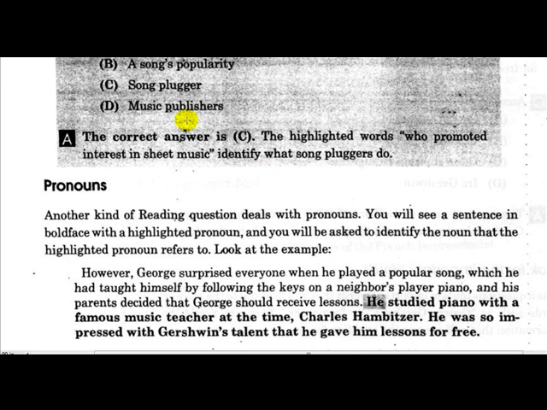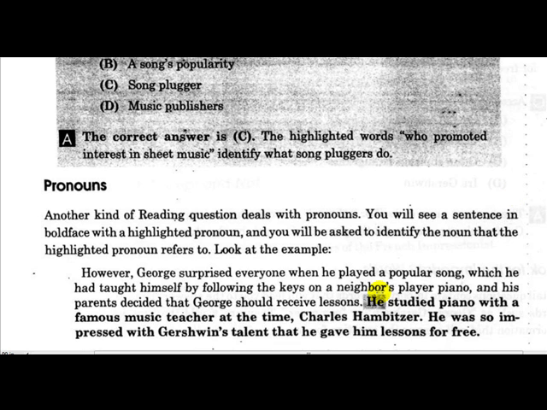So the answer more or less is, going back to the song plugger, somebody who promotes songs, and C is the answer: who promoted interest in the sheet music. Then you'll have questions on pronouns. That's another kind of reading question. You will see a sentence in boldface with a highlighted pronoun, and you will be asked to identify the noun that the highlighted pronoun refers to.